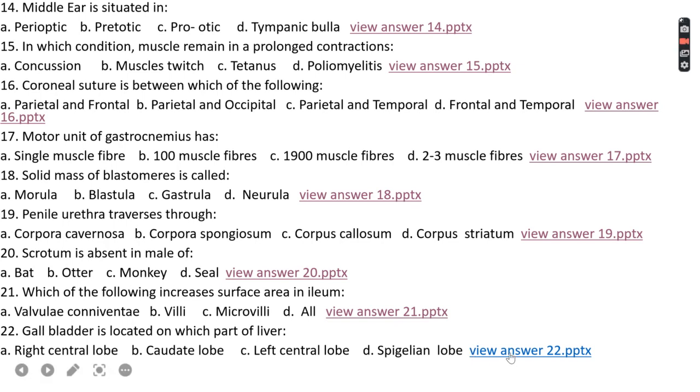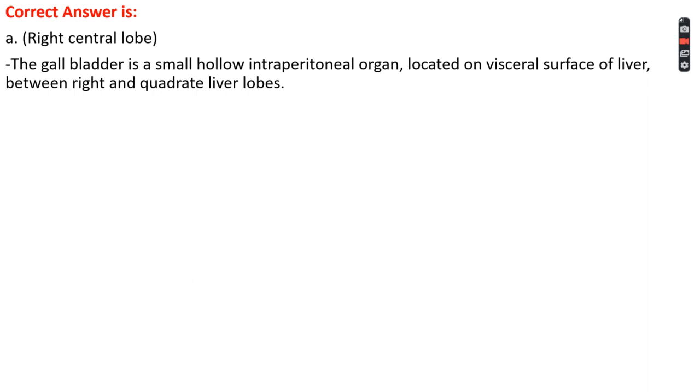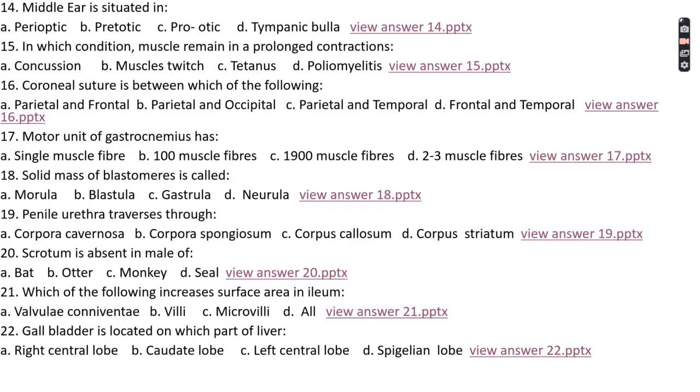The right answer is option A, that is the right central lobe. The gallbladder is a small hollow intraperitoneal organ which is located on the visceral surface of the liver, between the right and quadrate liver lobes.